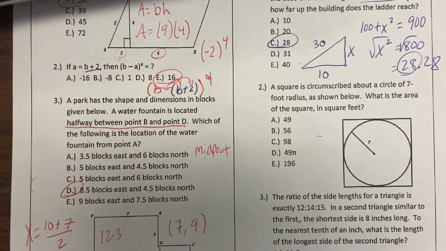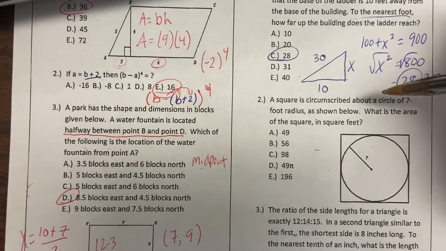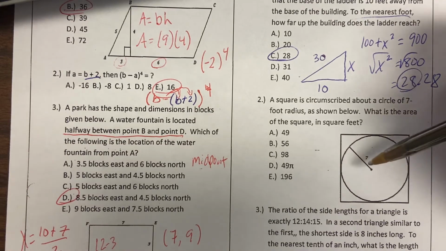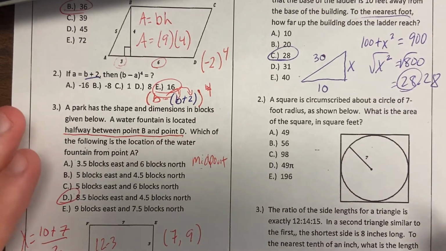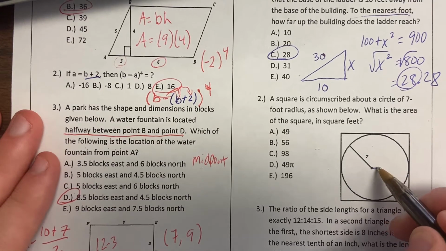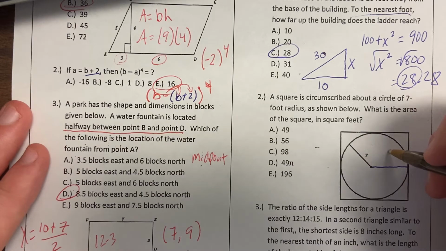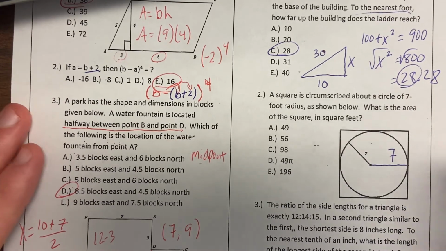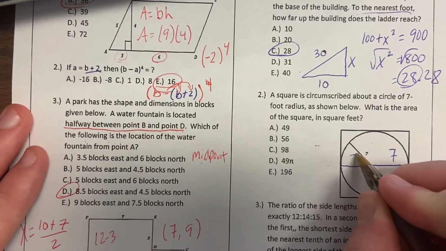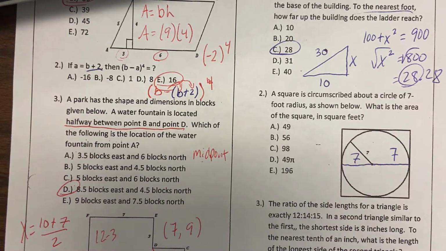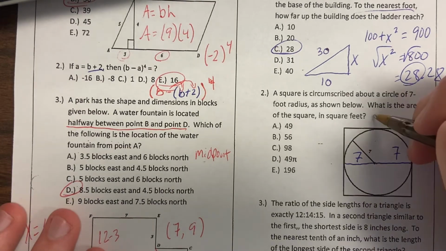All right, number 2. A square is circumscribed about a circle of 7-foot radius shown below. What is the area of the square in feet? Well, I know they kind of drew a line away from the circle, but the radius also goes to the edge of the circle, where the circle is touching the square. So remember, a radius is halfway in between. So if that's a 7, this is also a 7, right? So the diameter of this circle, or the length of the square, will be a 14.